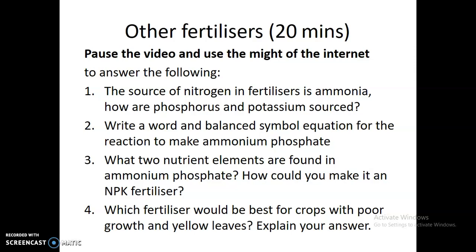Okay, I'm assuming you've all done that, or you haven't just cheekily skipped over that. Right, question 1 then. The source of nitrogen in fertilisers is ammonia. How are phosphorus and potassium sourced?